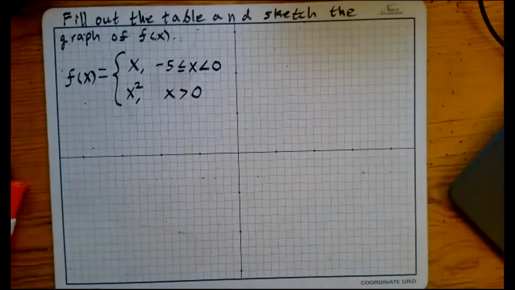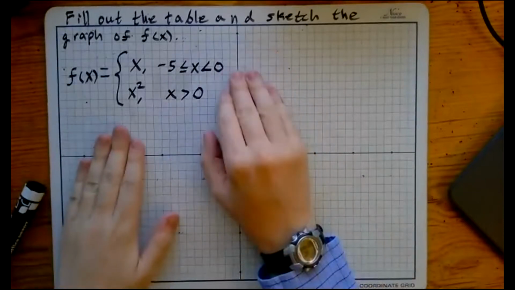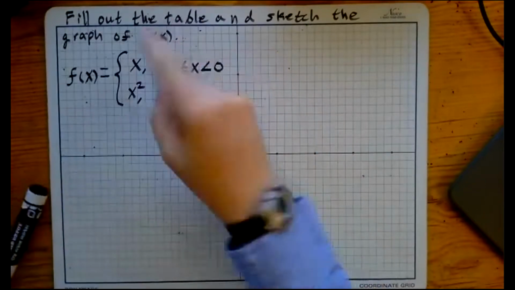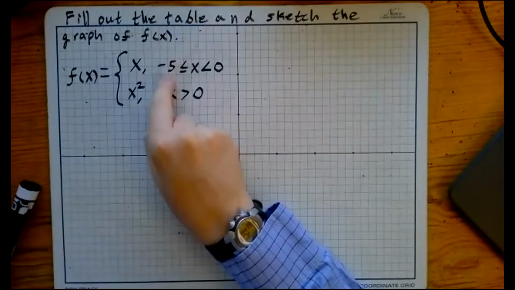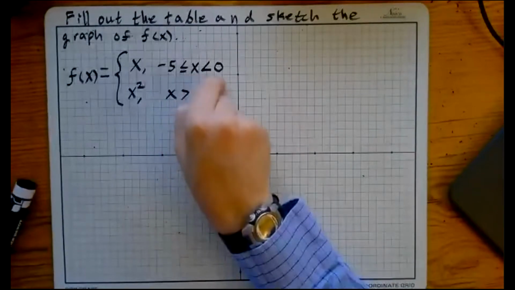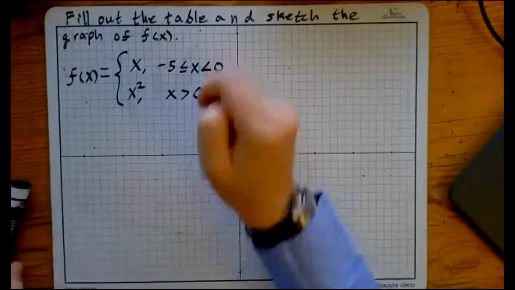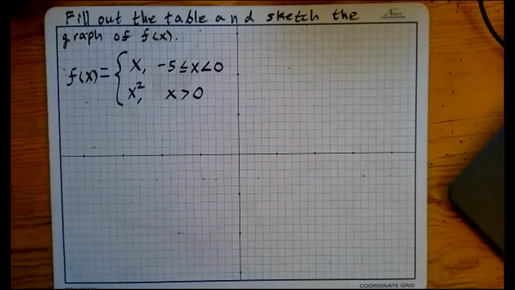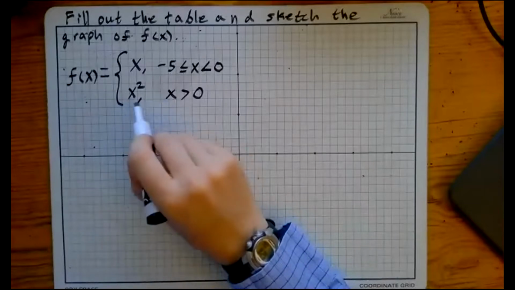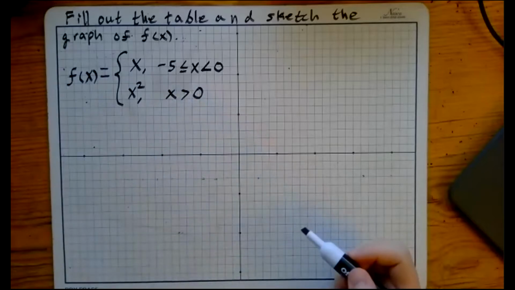All right. So here is how our function is defined. So when negative 5 is less than or equal to x, and x is less than 0, then we will use this rule, x. Oh, wait, I want this to. No, we'll do it like this. Now, we'll be using the rule x squared when x is greater than 0. All right, make sense?